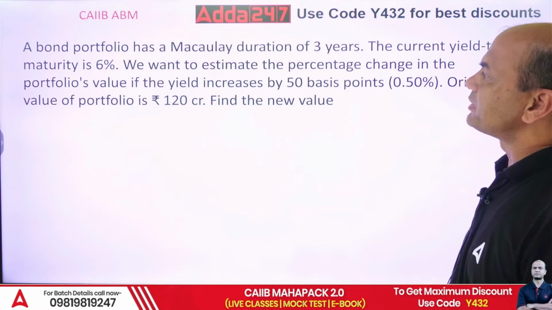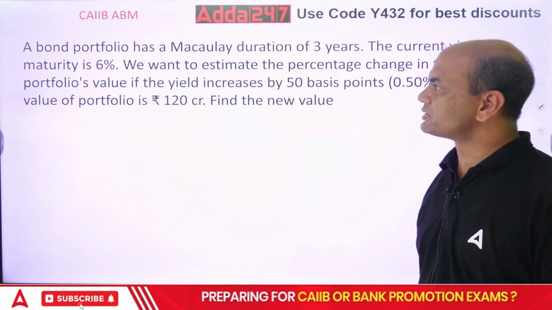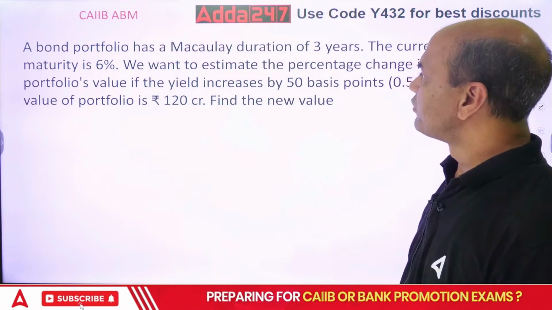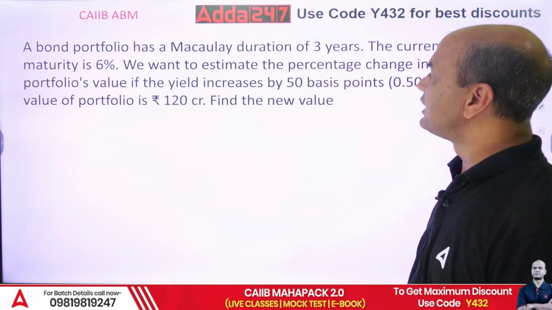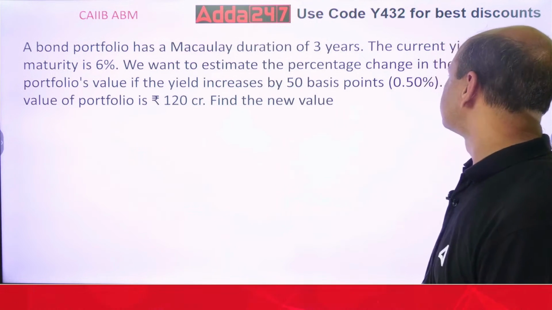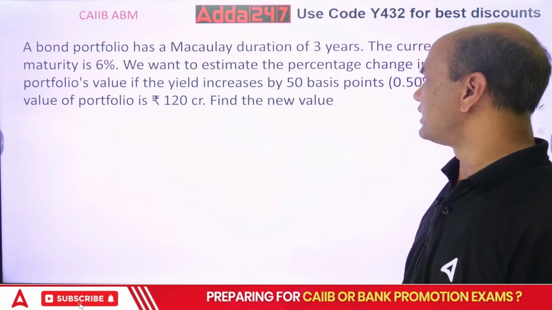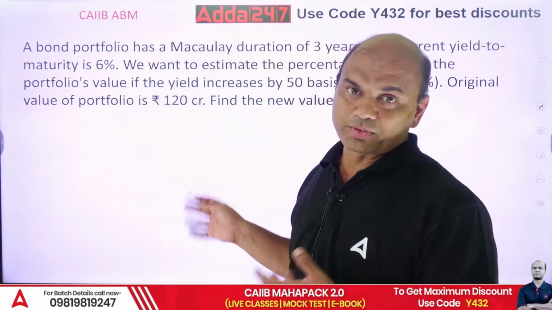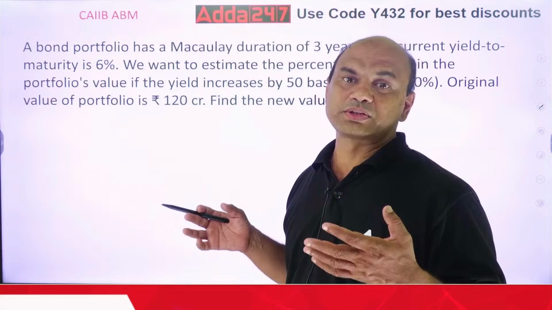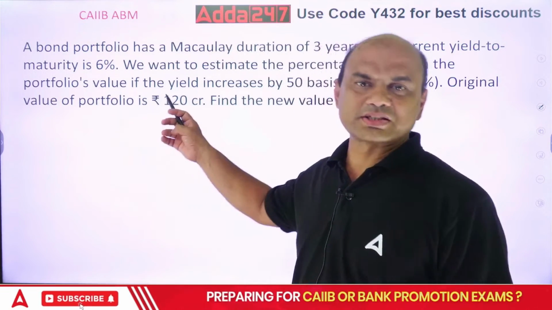A bond has a Macaulay duration of 3 years. The current yield to maturity is 6%. We want to estimate the percentage change in the portfolio's value if the yield increases by 50 basis points. Original value of the portfolio is 120 CR. Find the new value. So there are 2-3 questions involved over here. Very important and lengthy one also. Not that lengthy because Macaulay duration is already given.